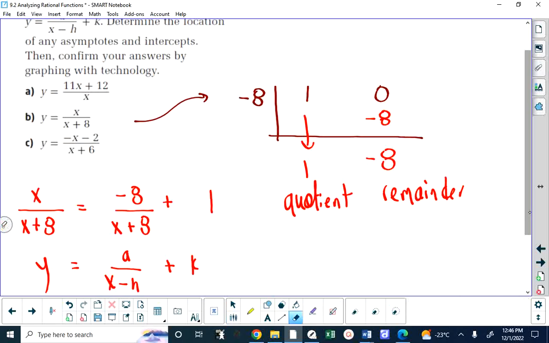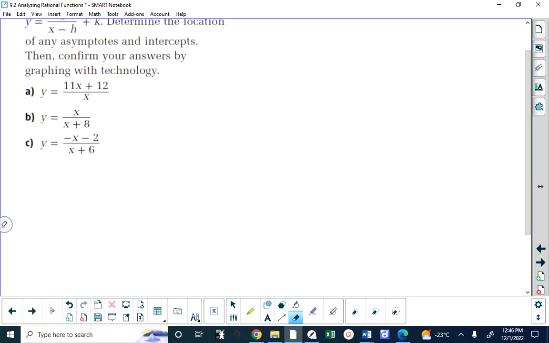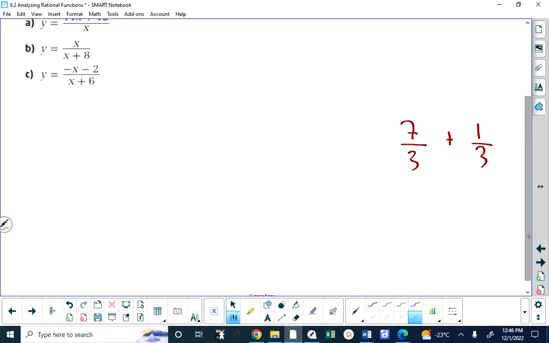I have never tried to do something like A with synthetic division. I don't know if it will work, because there's a simpler approach here. I'm going to review something that we talked about in the trig unit. If I had 7 over 3 plus 1 over 3, we normally bring these together and write 7 plus 1 over 3. And you would even go further and write 8 over 3.